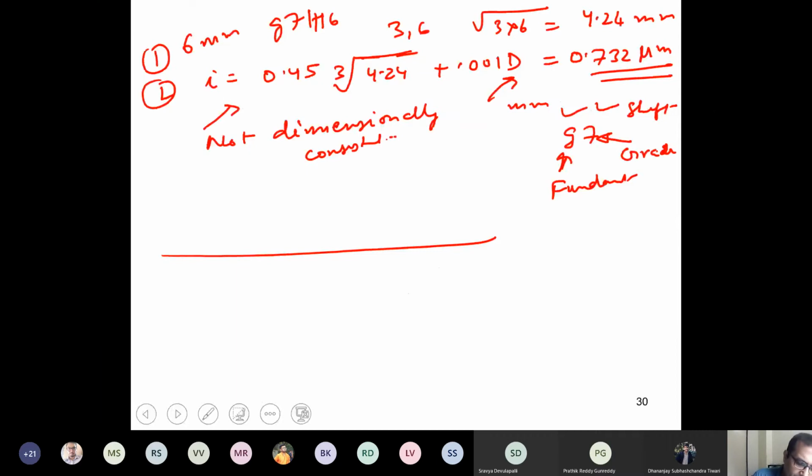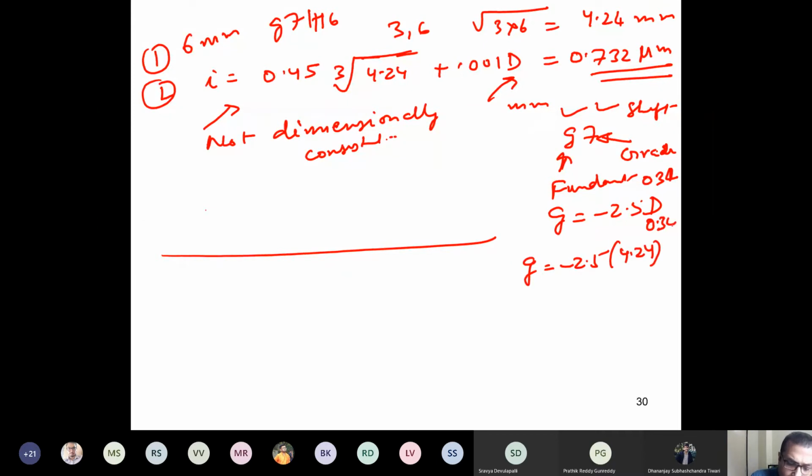So G is nothing but minus 2.5 D raised to 0.34. Go ahead and do this. So minus 2.5 times D, where D is 4.24, raised to 0.34. If you do the fundamental deviation, which in this case is ES, so the top line would be equal to this dimension. Can somebody do this for me? 4.24 raised to 0.34.